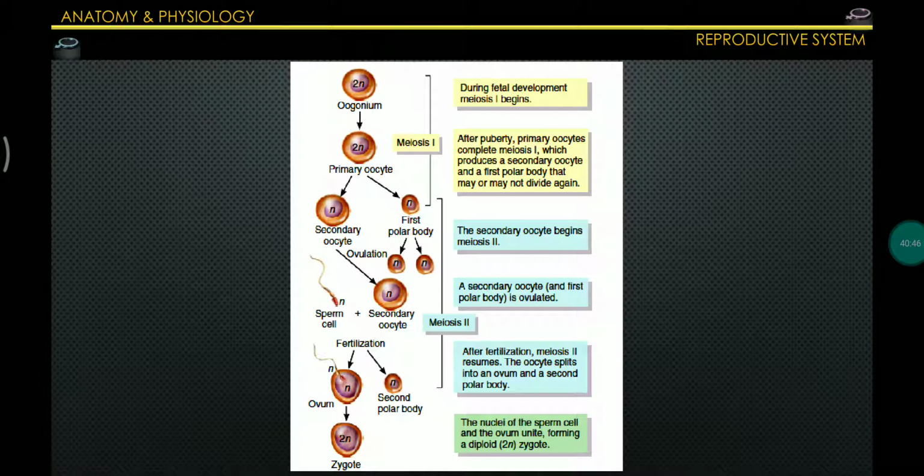So here is the development through meiosis. Here also we can study the oogonium to primary oocyte, where meiosis 1 occurs, which leads to the formation of the secondary oocyte and first polar body. After ovulation, the secondary oocyte gets fertilized and releases the second polar body, and after that it becomes the zygote.